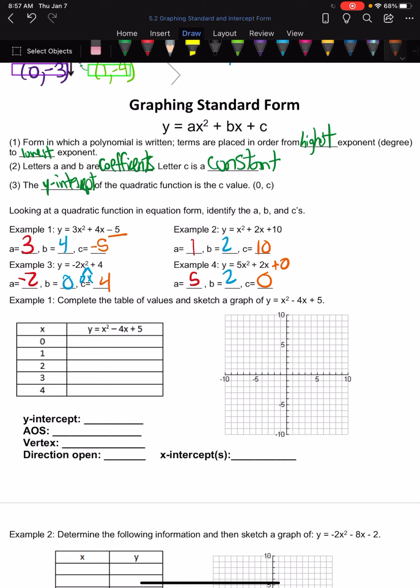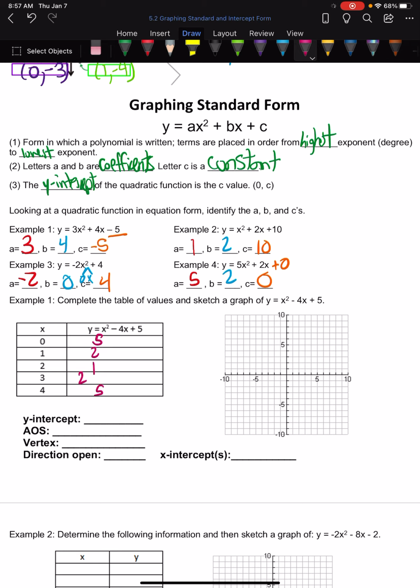If I look at where x is 0, my table function gives me a y value of 5. Where x is 1, I have a y value of 2. Where x is 2, I have a y value of 1. Where x is 3, I have a y value of 2. Where x is 4, I have a y value of 5. So let's graph that function.